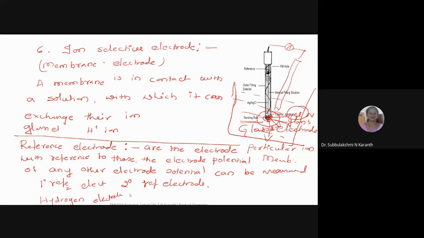All other types of electrode come under the secondary reference electrode, like metal ion, metal salt ion, ion selective electrode, redox electrode. So the calomel electrode also comes under the secondary reference electrode. This is about the reference electrode. Reference electrodes are the electrodes with reference to which the electrode potential of any other electrode can be measured.